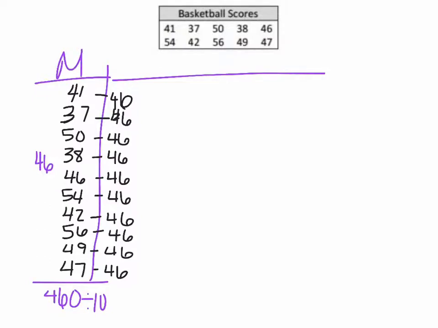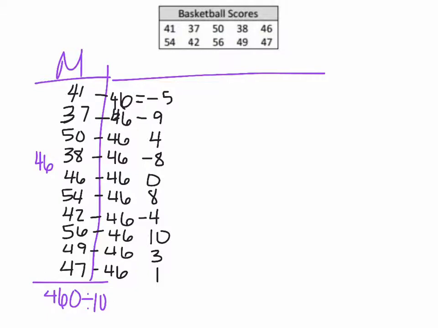All right? So, 41 minus 46 is negative 5. 37 minus 46 is negative 9. 50 minus 46 is just 4. 38 minus 46 is negative 8. 46 minus 46 is 0. 54 minus 46 is 8. 42 minus 46 is negative 4. 56 minus 46 is 10. 49 minus 46 is 3. And 47 minus 46 is just 1.